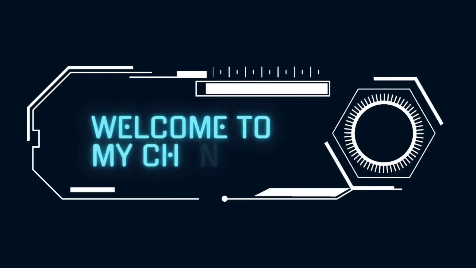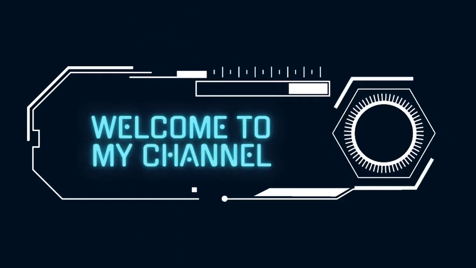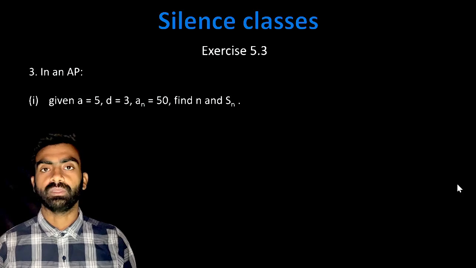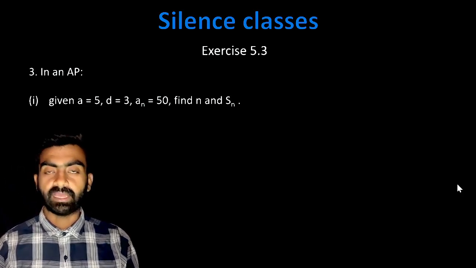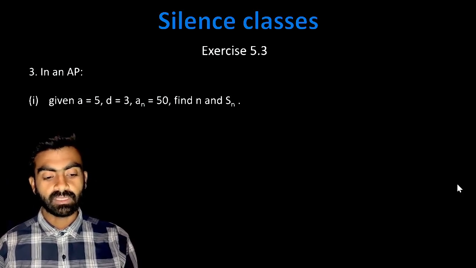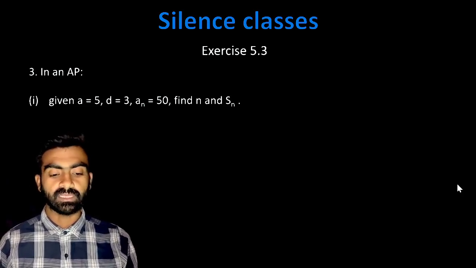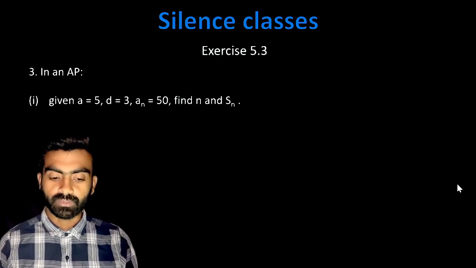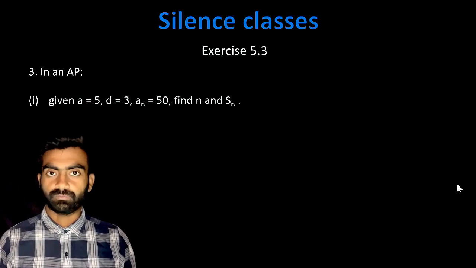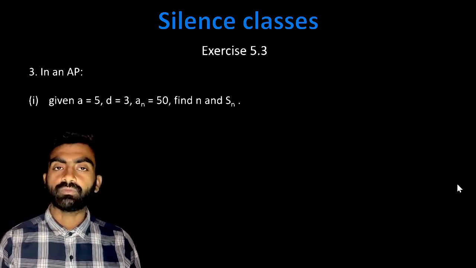Let's continue with the chapter Arithmetic Progression, Exercise 5.3, question number 3. Now let's check what the question is saying. In an AP, given a = 5, d = 3 and an = 50, find n, which means we have to find the number of terms, and the sum of those terms. So first of all we have to find n.